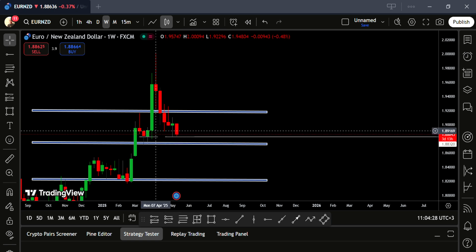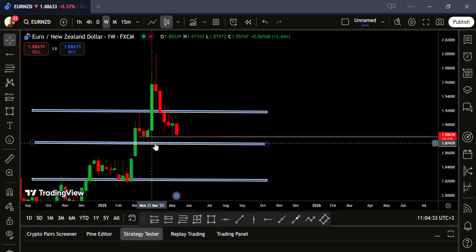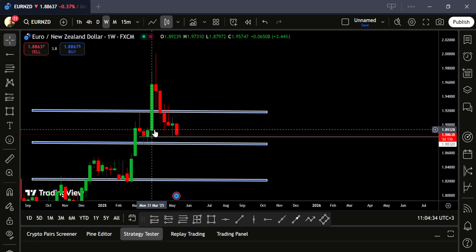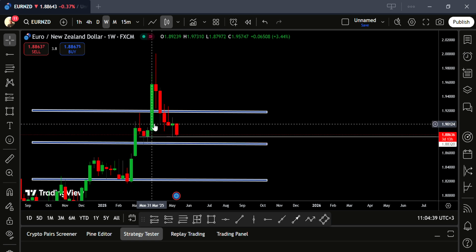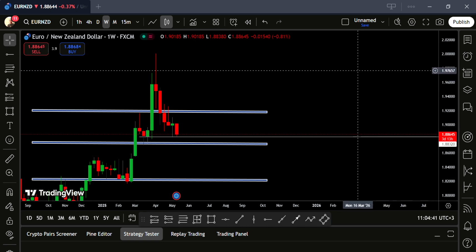So there is this candle that started from here, came down here, and then started rejecting this price level. Started from up here, came down, and then started rejecting this price level.